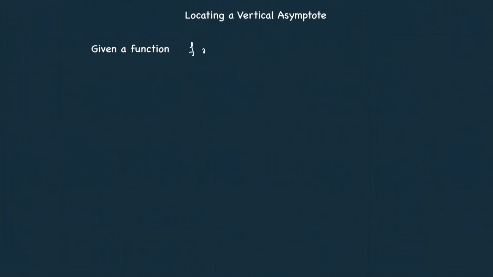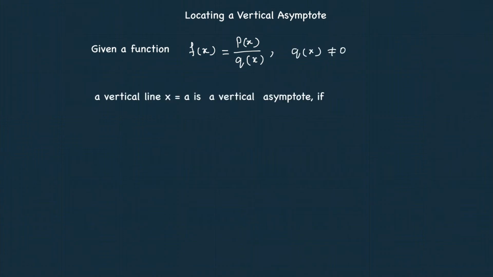Locating a vertical asymptote. Given a function f of x equals p of x divided by q of x, with q of x not equal to 0, a vertical line x equals a is a vertical asymptote of f of x if q of a is equal to 0 and p of a is not equal to 0.